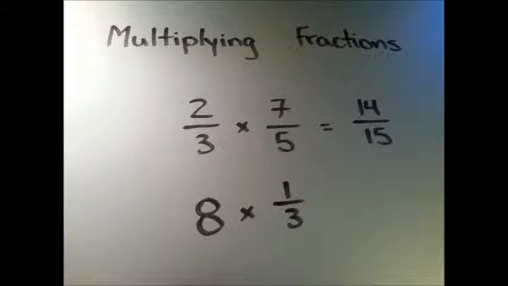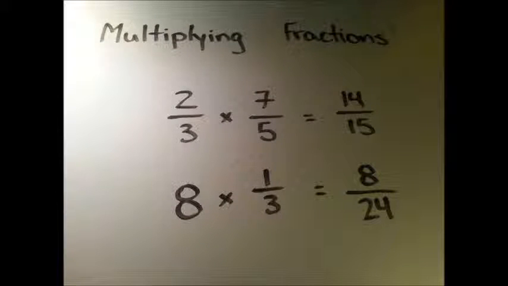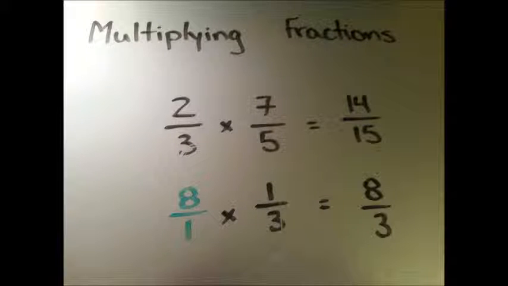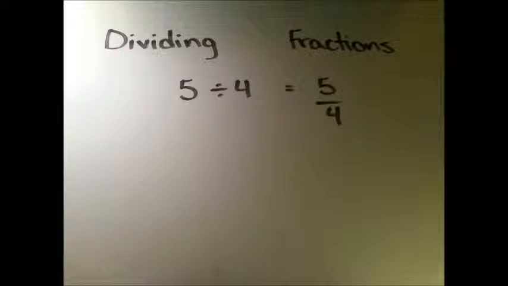If we take a look at something where we have an integer multiplied by a fraction, sometimes students make mistakes there. We might say that 8 multiplied by 1/3, 8 groups of 1 is 8, and 8 groups of 3 is 24. Unfortunately, that's not correct. A good way to remind ourselves about this is to show that denominator. Anything divided by 1 is equal to itself, so turn that 8 into the fraction 8/1. And now we can see 8 multiplied by 1 is 8, and 1 multiplied by 3 is 3, and the correct answer is 8/3.